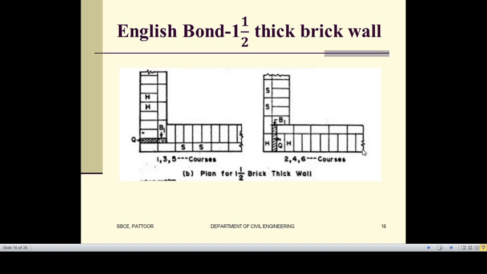So look here, when I am placing header alone, the thickness of the wall will be equal to only one length of the brick, but I need to get 1.5 thick brick wall. For that, on the back side of this header I am placing a stretcher.